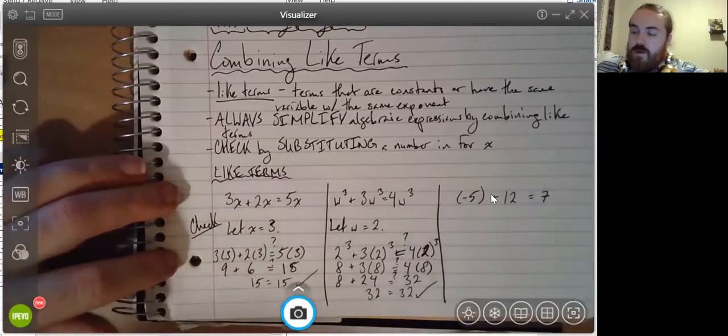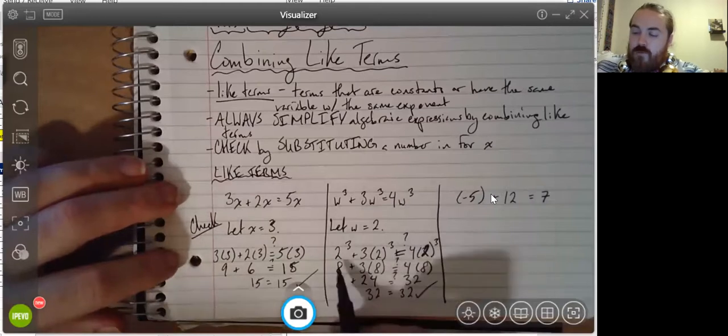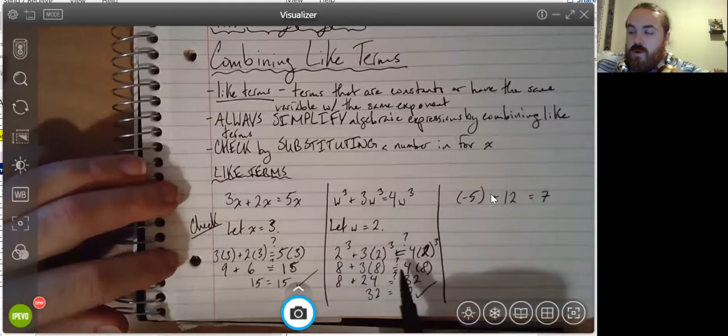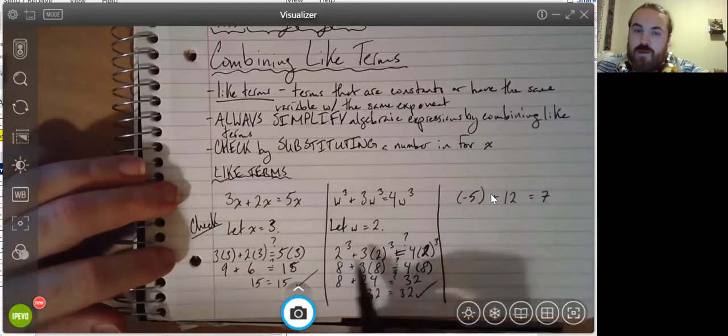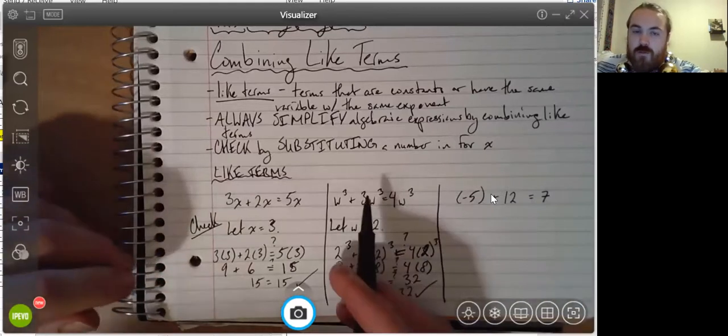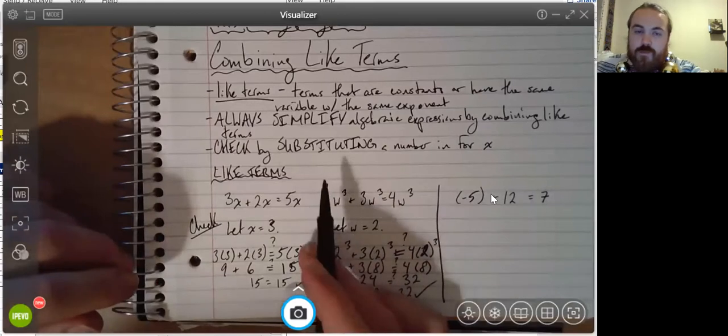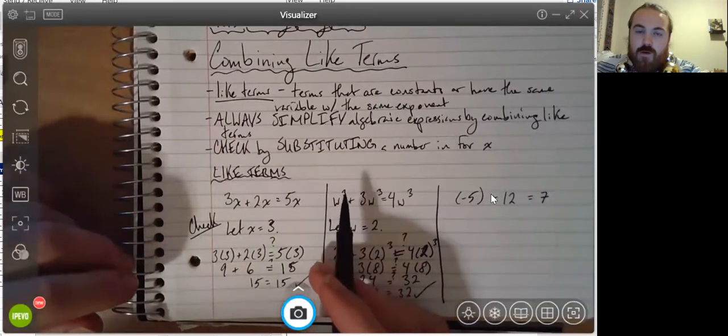Again, the reason why this works, you're thinking, okay, 1 copy of 2 to the third power plus 3 copies of 2 to the third power. Well, that's just going to equal 4 copies of 2 to the third power. That's the way to think about it. That's why you need to have the same variable with the same power.